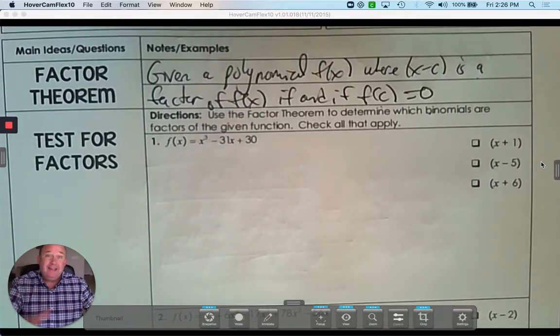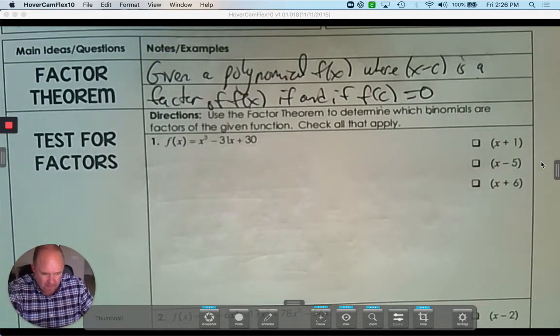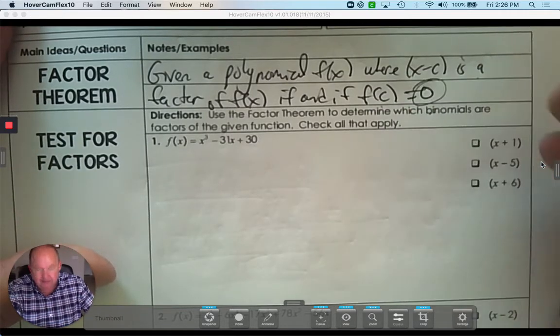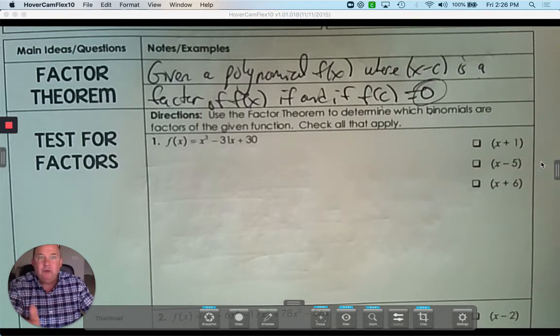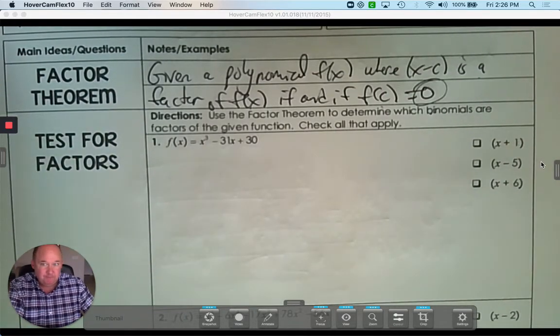So what this is saying is that if you want to know if something is a factor of a large polynomial, plug in, using synthetic substitution, if the remainder is 0, it is a factor. So let's practice that. How will you know if any of these are factors of this? If the remainder is 0. So no remainder means it is a factor. That's the factor theorem. Here we go.